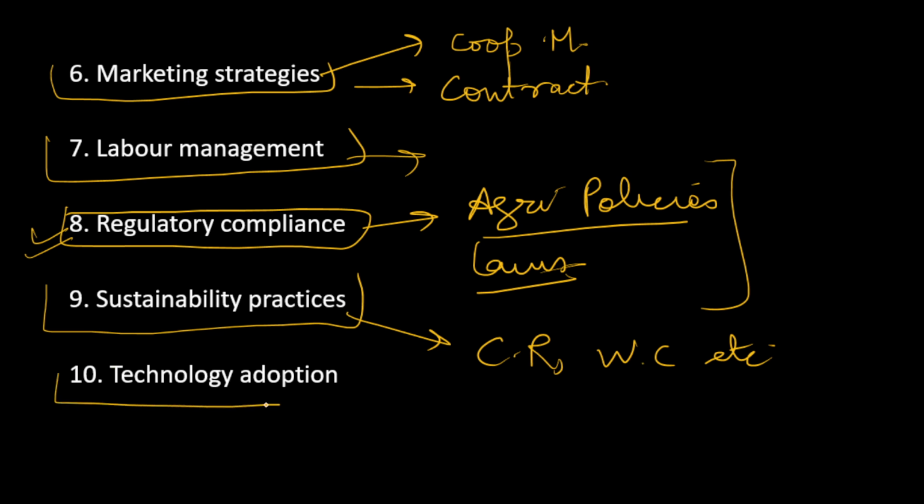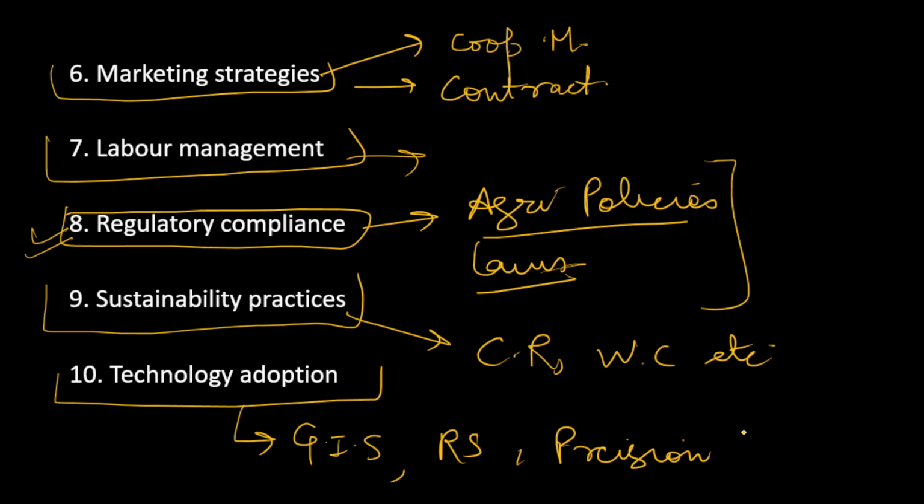Next, technology adoption. We have to adopt proper technologies because we are living in the era of GIS, remote sensing, and other things. Precision agriculture is rising. So proper technology adoption, precision agriculture, and proper knowledge of technology as a farmer is very important so that we can do all these things. So, these are the decisions which the farmer has to take in the farm.